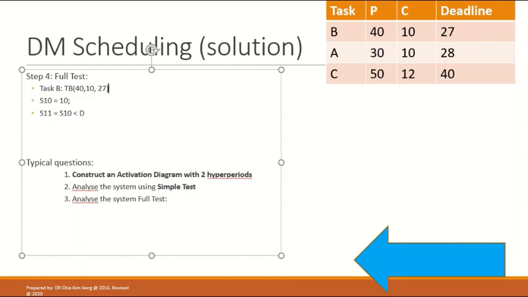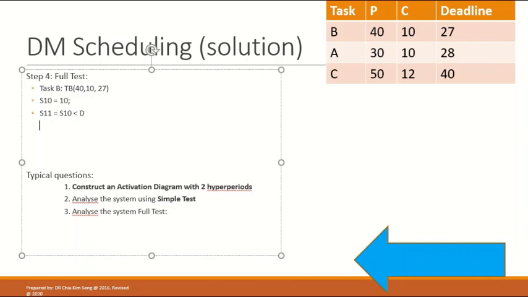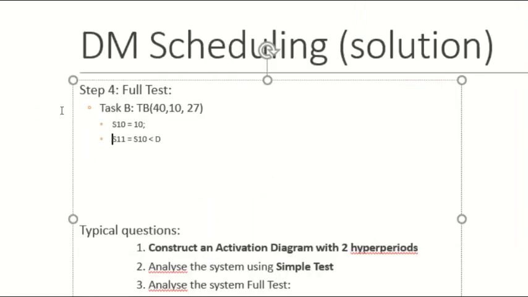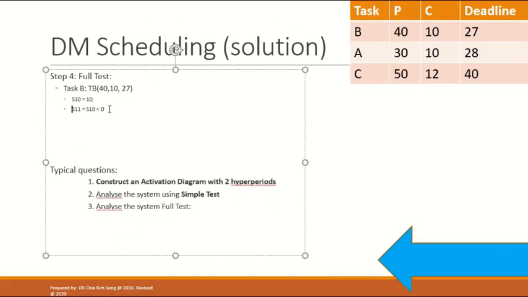Hopefully you can see the deadline B is actually equal to 27, so it's less than. So for sure this one is schedulable, because it's less than the deadline. Every time we are going to run our task B first, so of course task B is not going to miss the deadline. Then we have our task A, the second round.